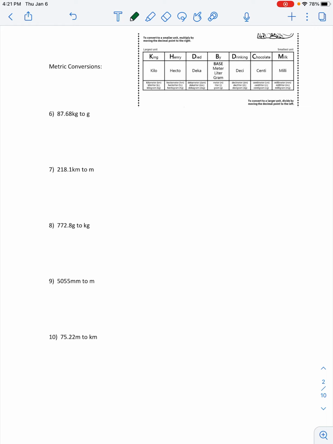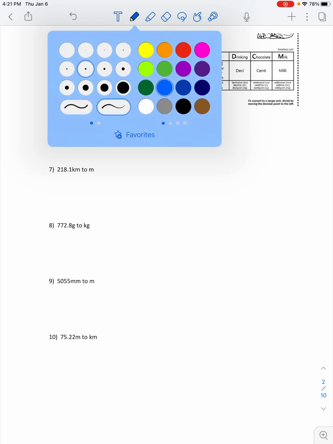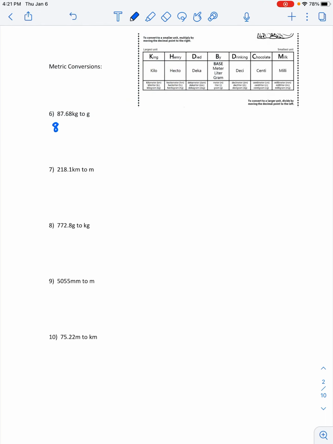I'm going to do questions 6 and 7. Question number 6, I will do using dimensional analysis. Question number 7, I will practice just moving the decimal. Okay, so for question number 6, it says that we have 87.68 kilograms, and we are going to convert that from kilograms to grams.